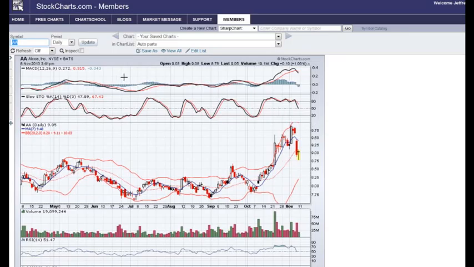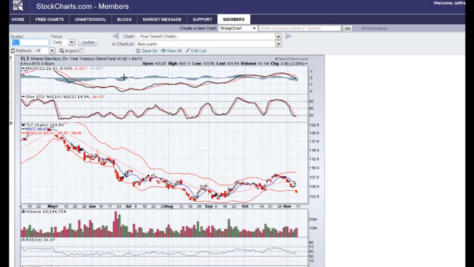PW, any thoughts on bond ETFs? As I've looked at them, not a whole lot. Okay, not a whole lot.